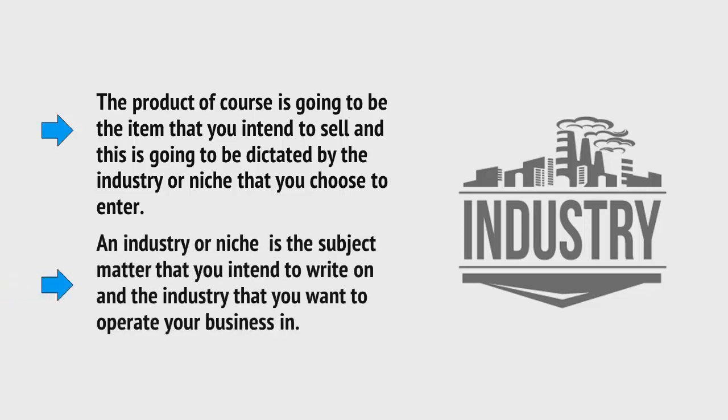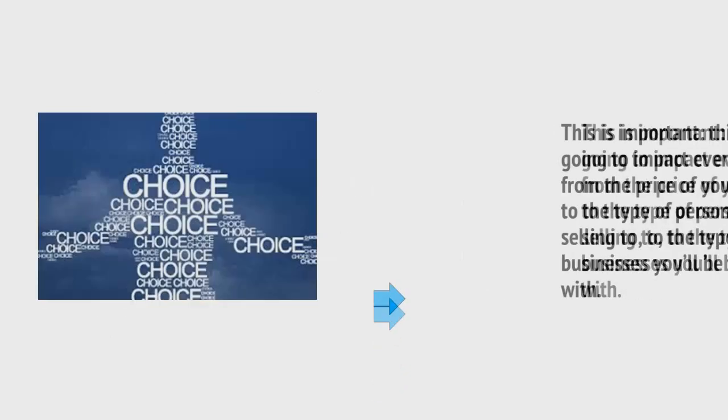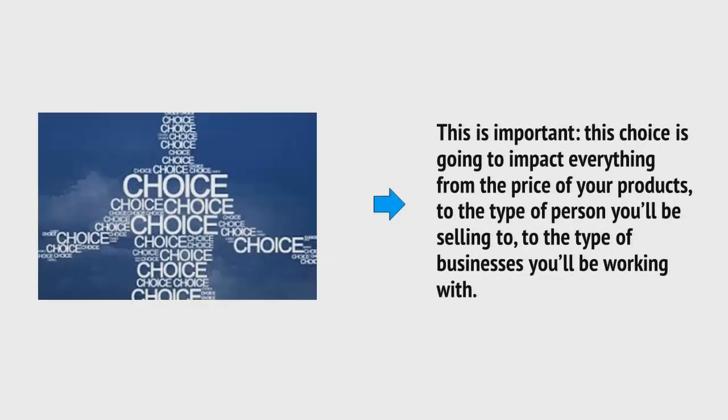An industry or niche is the subject matter that you intend to write on and the industry that you want to operate your business in. This is important. The choice is going to impact on everything from the price of your products to the type of person you'll be selling to, the type of businesses you'll be working with.